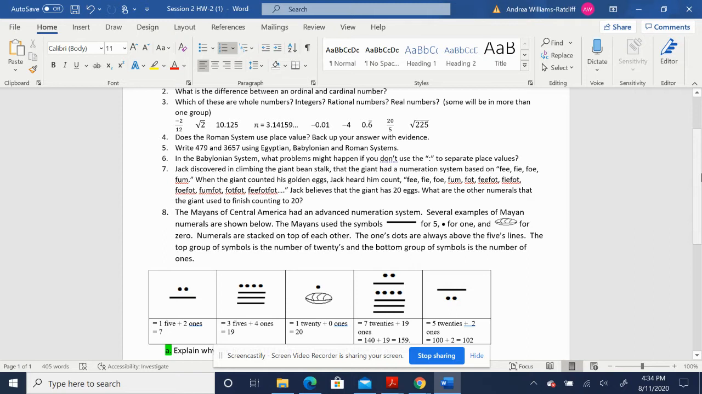0.6, that little sign indicates that it's repeating. Since it repeats, it fits in the rational category. If it's rational, it is also real.